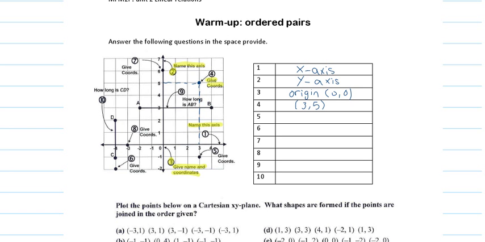How about this point? This point right here. 3 and negative 1. 3 and negative 1, you got it. So this is just going to be like this right now. Are you guys okay with this?